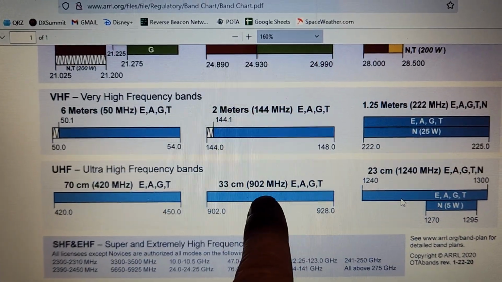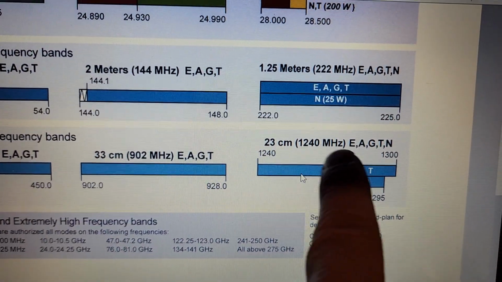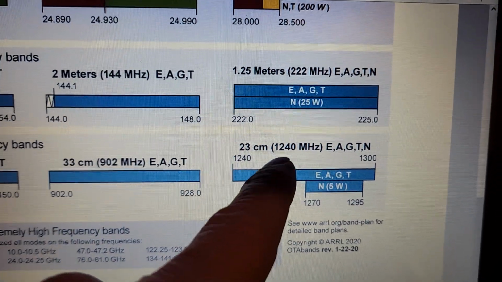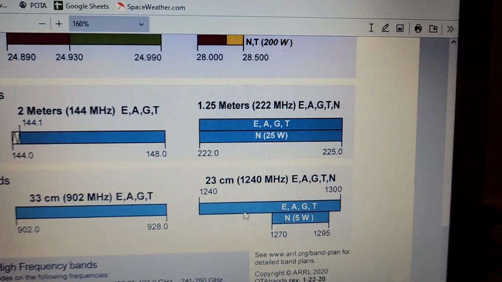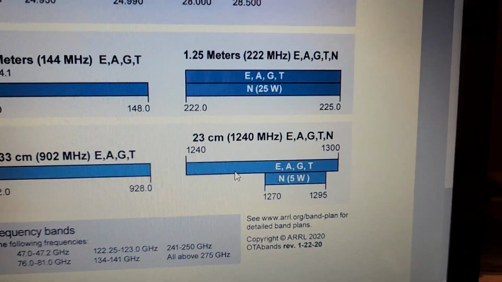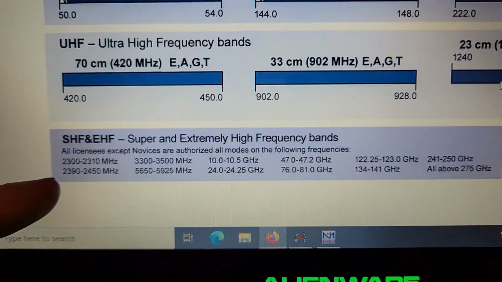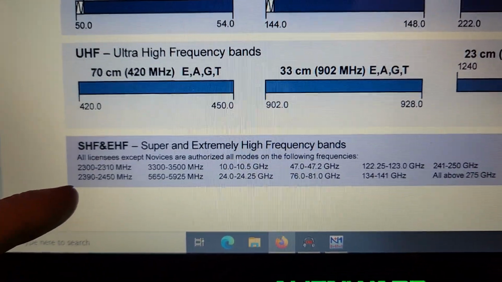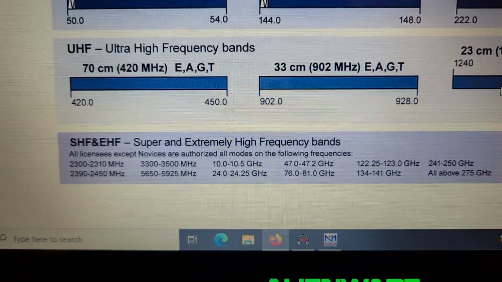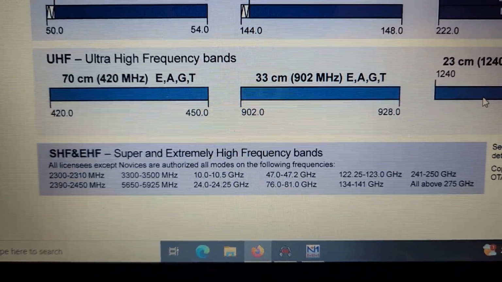There's another band up here, 902 megahertz. Get all of that. 23 centimeters, 1.2 gigahertz. And then it keeps going up. There's a ham band up at 2.4 gigahertz. There's a ham band at 10 gigahertz, 47 gigahertz. There's a bunch of ham bands up there that very few people know about and use. Oh, here they are. Here's the list of them at the bottom of the chart. Lots of bands. Again, pretty exotic kind of stuff. But guys do have little microwave dishes, and they do talk like from mountaintop to mountaintop.